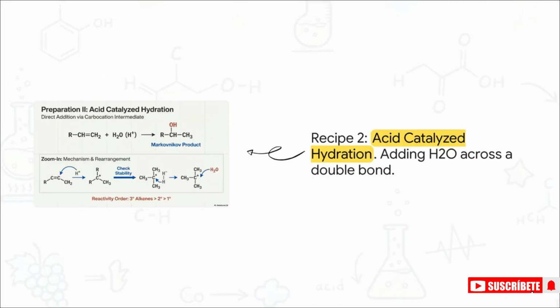Okay, recipe number 2. This time we're starting with an alkene, which has a carbon-carbon double bond. We add water across it with an acid catalyst. Now it follows something called Markovnikov's rule. Basically, the rich get richer. The carbon that already has more carbon buddies gets the OH group. But here's a little heads up, a pro tip if you will. This reaction goes through a carbocation intermediate, and those little guys can be, well, they can be shifty. Sometimes they rearrange themselves to become more stable, and suddenly you get a product you totally weren't expecting.